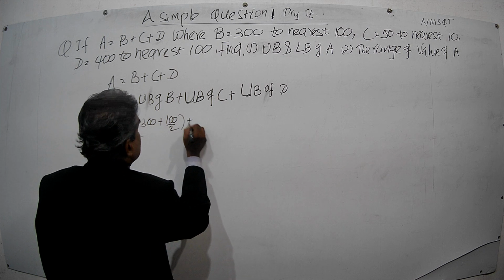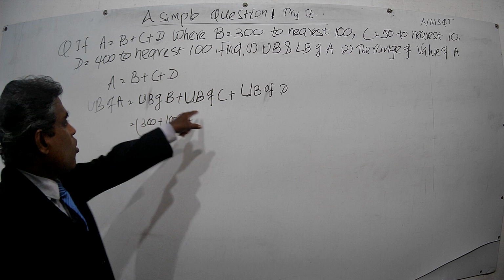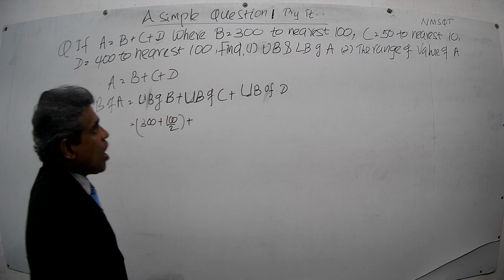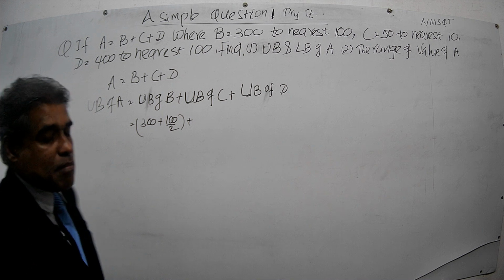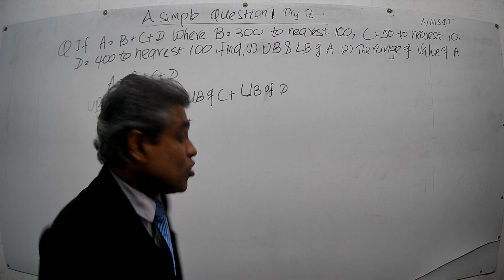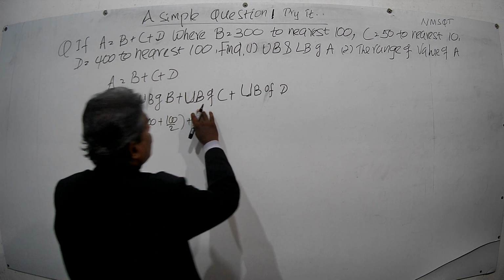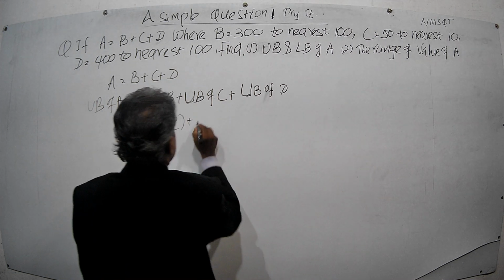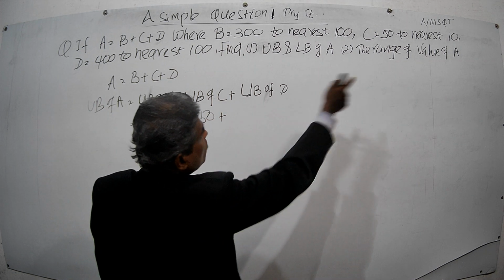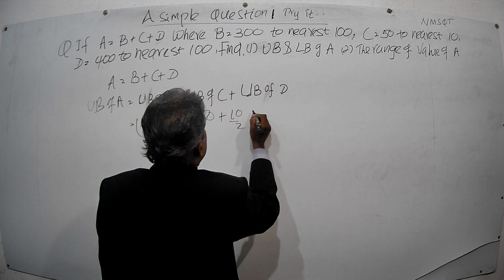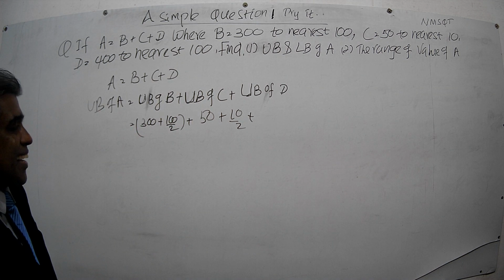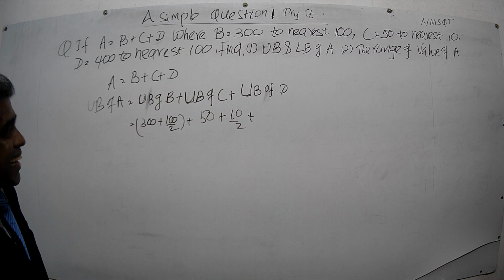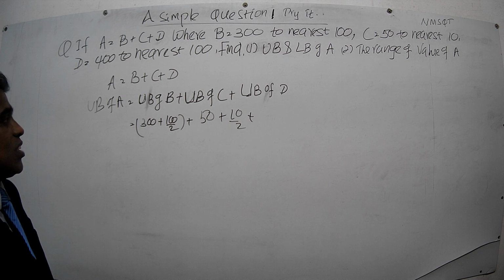Right. Then plus upper bound of C. Upper bound of C means corrected value, that is also the upper bound of a single corrected value, the same formula: corrected value plus degree of accuracy over 2. The corrected value of C is given as 50, plus its degree of accuracy, which is 10, that is 10 over 2. Then upper bound of D is also the upper bound of a single corrected value. The formula is very clear, that is corrected value plus degree of accuracy over 2.